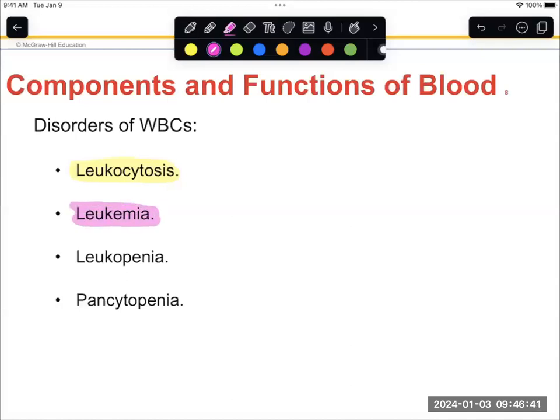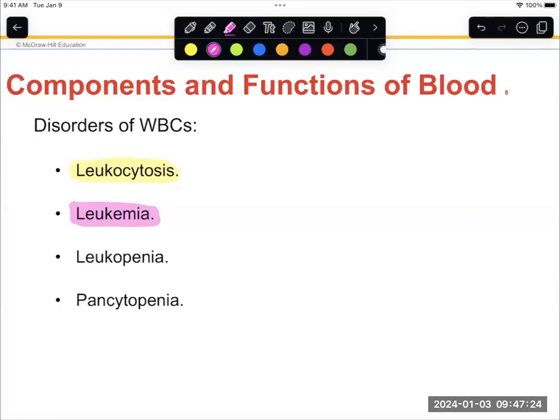Leukemia. Leukemia is a cancer of the hemopoietic tissues, so the tissues that make our blood cells. It causes an excess production of leukocytes, so it's specific to those white blood cells. The leukocytes take over the bone marrow and cause a decrease in red blood cell production. Because we're making too many white blood cells, we're not able to make enough red blood cells.